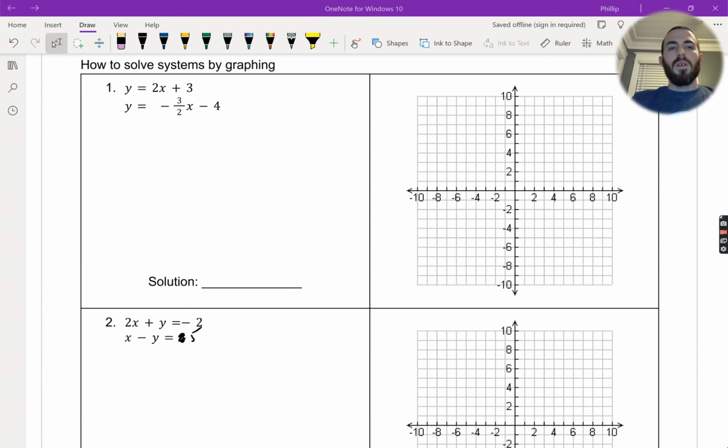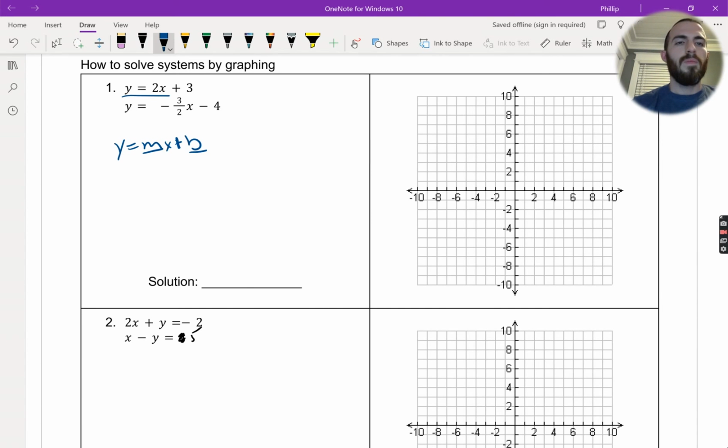All right, for each of these three situations, we first have to graph the equations. We then find out where they intersect and write the solution. So for the first one, this is in slope-intercept form. They all look like this, where the m is our slope, and the b is where it crosses the y-axis.